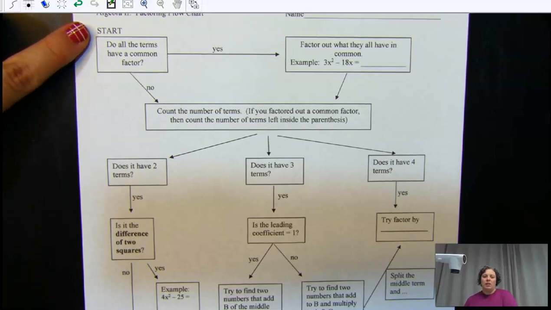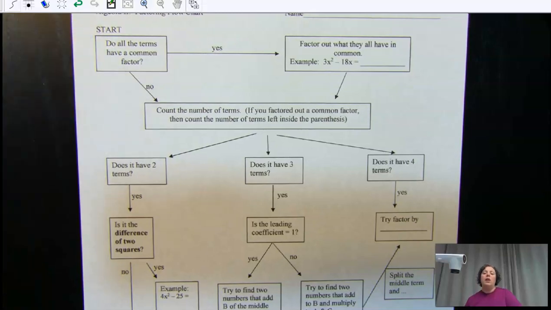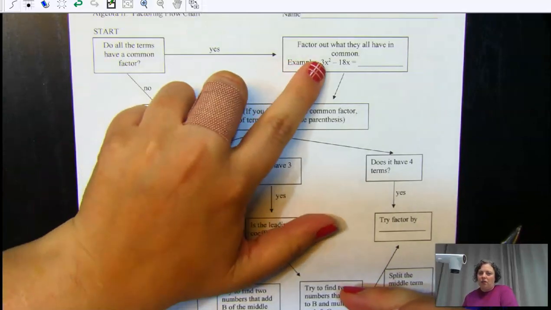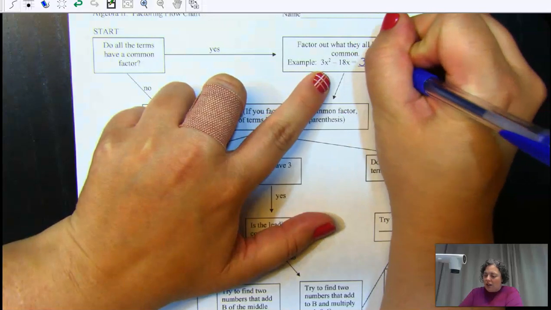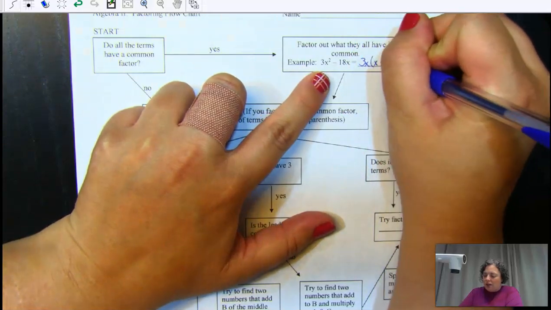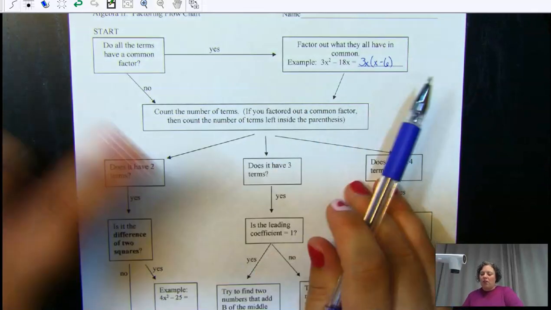So all along I've been saying that from the beginning you need to check for a common factor first. So if they do, here's an example. These both have 3 and x in common, so you put that out in front, and then you're left with x minus 6. Okay, so that's factoring out a common factor.